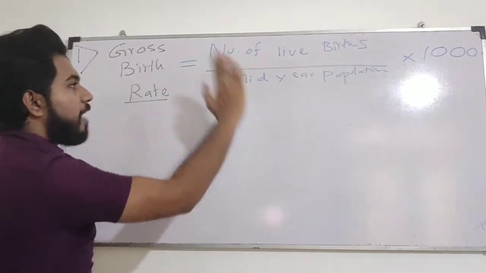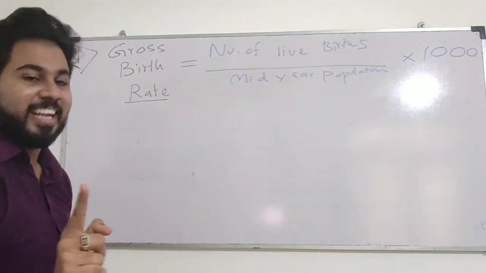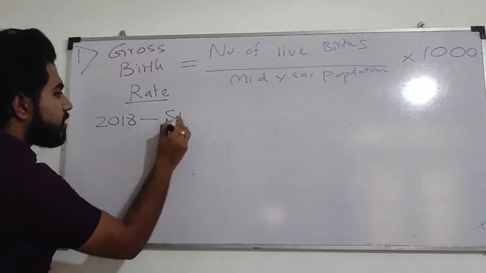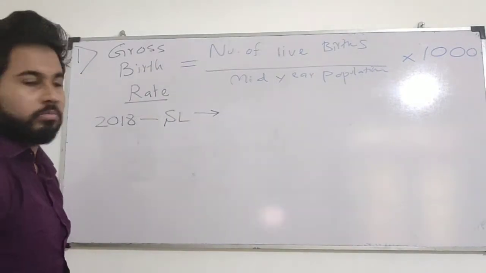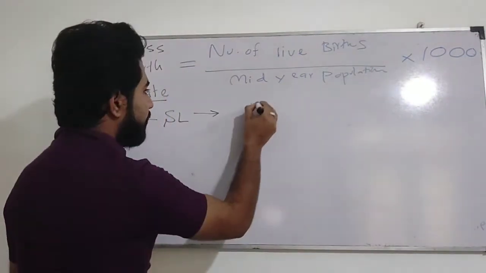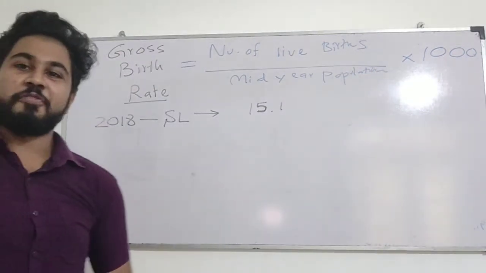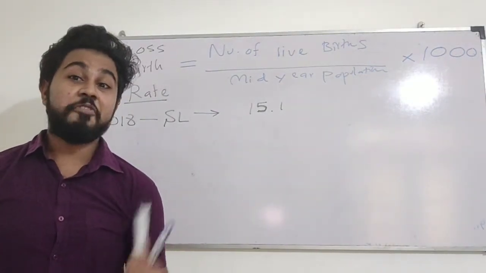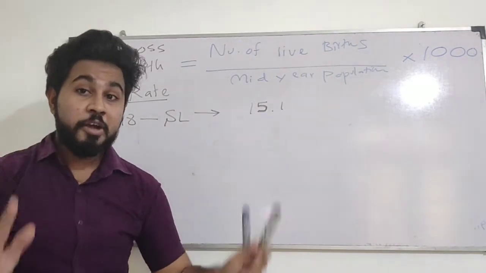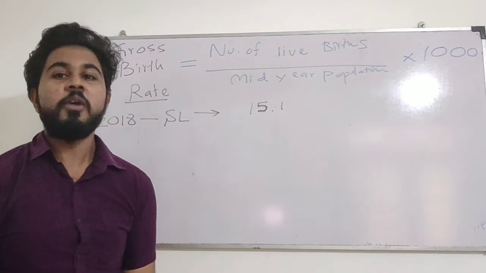Right. Okay. So now, when we pay attention to the gross birth rate, it can be calculated using this equation: number of live births divided by mid-year population, multiplied by 1,000. Not 100, it's 1,000. Okay, so when you look at the 2018 statistics of Sri Lanka, the gross birth rate was around 15.1. What is the meaning of this 15.1, my dear? 15.1 means the number of live births per each 1,000 people is 15.1.